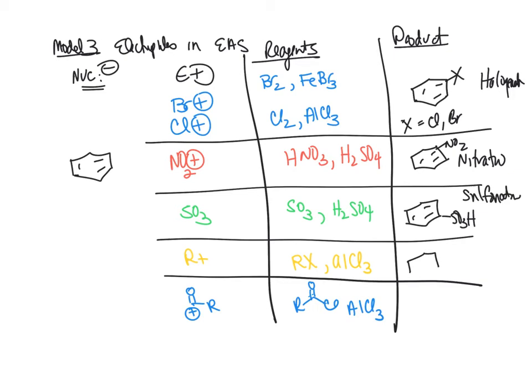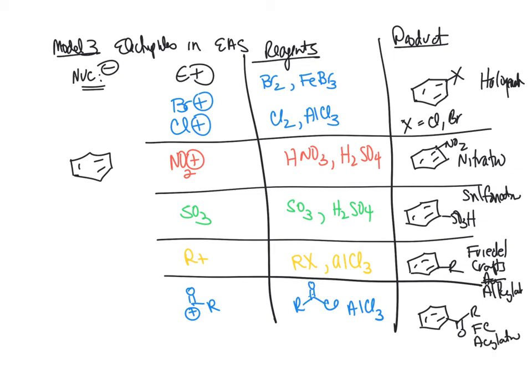This one, you're adding the R group, and this is called Friedel-Crafts alkylation. And this one, you're adding an acyl group, and this is called Friedel-Crafts acylation. So those are the reactions you're responsible for. Now let's answer the questions.